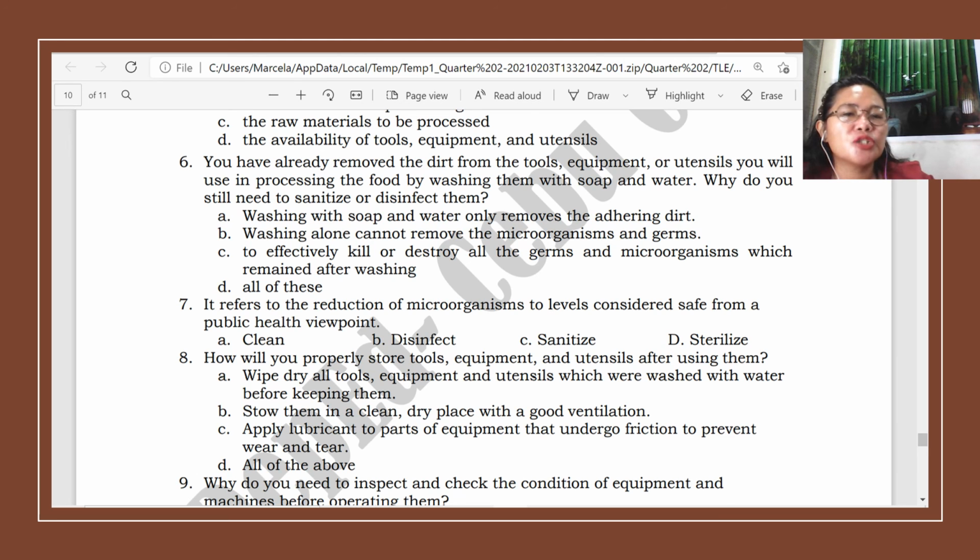Number 8. How will you properly store tools, equipment, and utensils after using them? Letter A. Wipe dry all tools, equipment, and utensils which were washed with water before keeping them. Letter B. Stow them in a clean, dry place with good ventilation. Letter C. Apply lubricant to parts of equipment that undergo friction to prevent wear and tear. And letter D. All of the above.